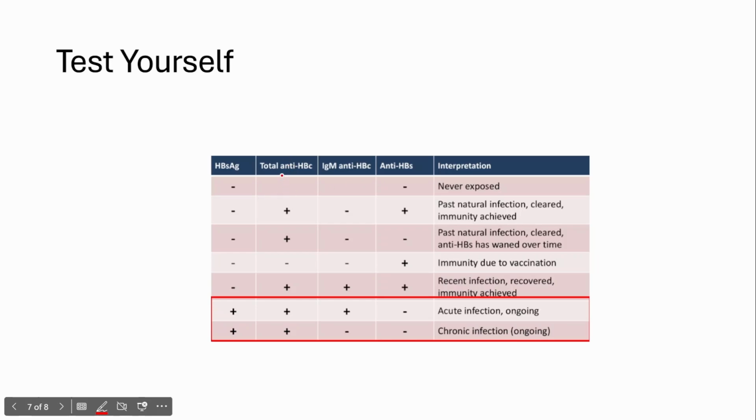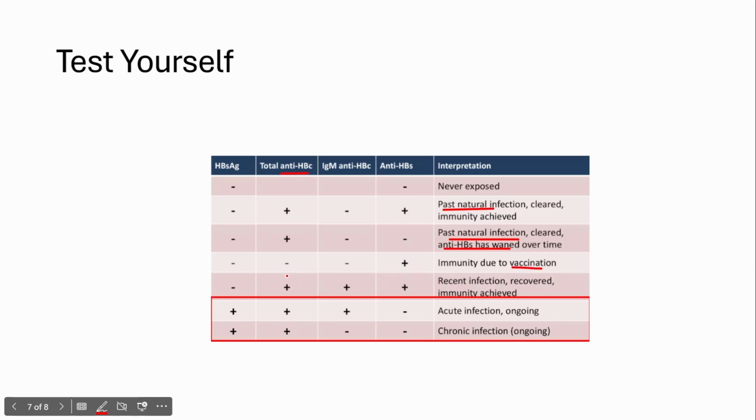The second is only anti-hepatitis B surface and core antibody. It means that IgG is present, and the surface antibody is present. It means that the person is past the natural infection. Another one is IgG present and the anti-hepatitis B surface antibodies absent. It can mean that the person is past the natural infection, and the anti-hepatitis B surface antibodies have waned over time. So it's been a very long time since the person had been infected with the hepatitis B virus. The next one is only the anti-hepatitis B surface antibodies present. It means that this is due to vaccination.